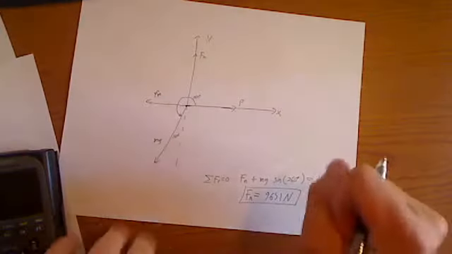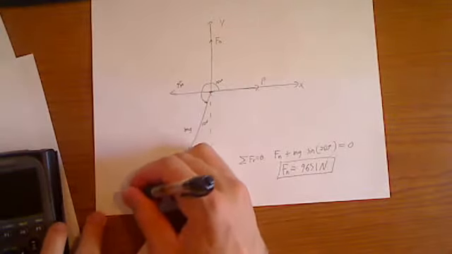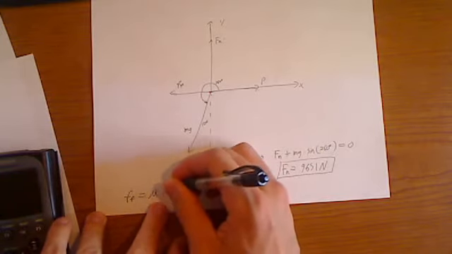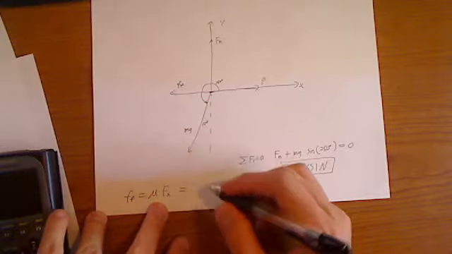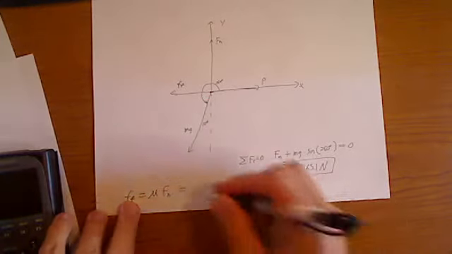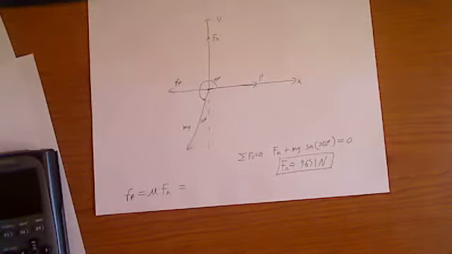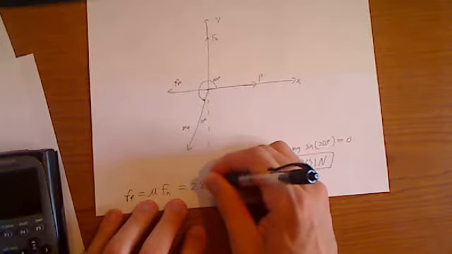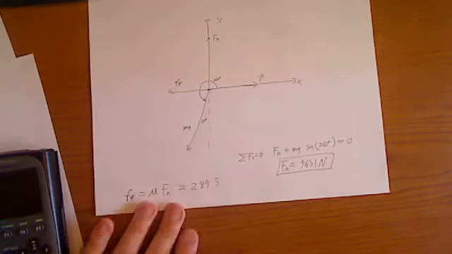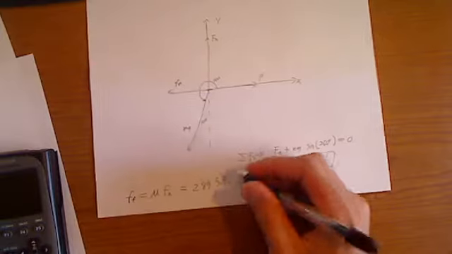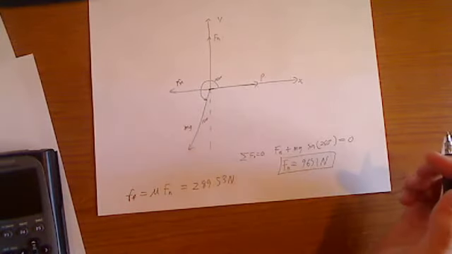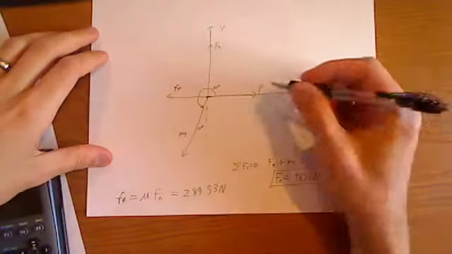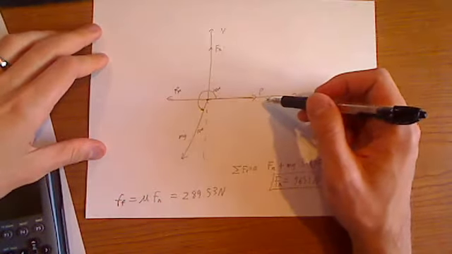We know, since we're right about to push the block, we know at that exact moment that the friction force is equal to mu times Fn, which equals 0.3 times this number, which is 289.53 newtons. That's the friction force. Now, the question is, what is the pushing force?